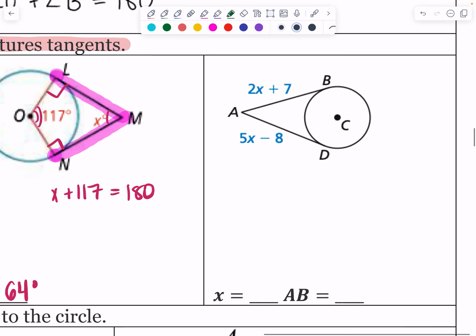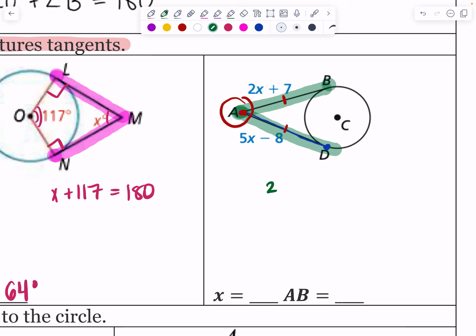All right, and then our last tangent problem. A is a tangent line. It's touching the circle once at point B. So I'm going to mark that. And then A to D is touching the circle once at point D. So I'm going to mark that. What do we know about the lengths of those two tangent lines coming from the same external point A? We know that those should be congruent. So 2x plus 7 should be the same length as 5x minus 8. So I can set those lengths equal.